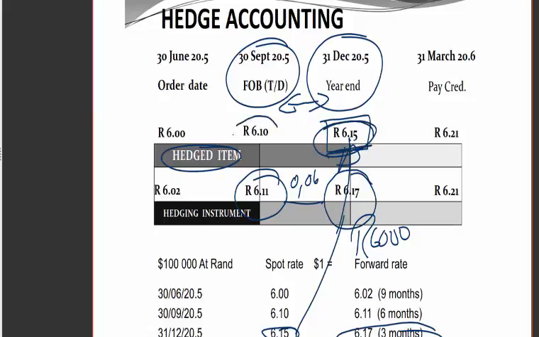So if you compare that spot rate to the rate on transaction date, that is now a 5 cents movement, giving us 5,000. And because on transaction date we would have paid 6.10 for the creditor, but now at year end we are going to pay 6.15. So for that reason, our liability is now more, and therefore we are making a loss on this creditor. So let's do those entries for you.